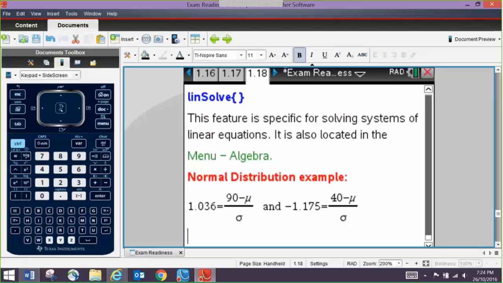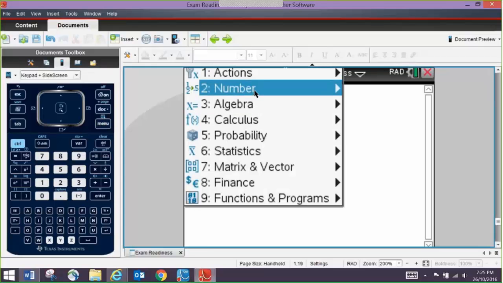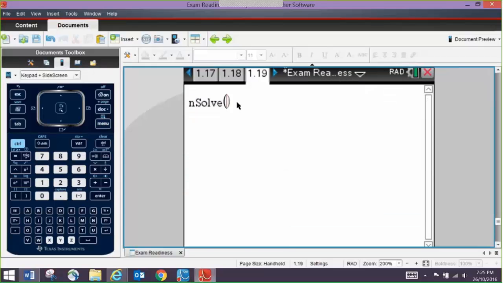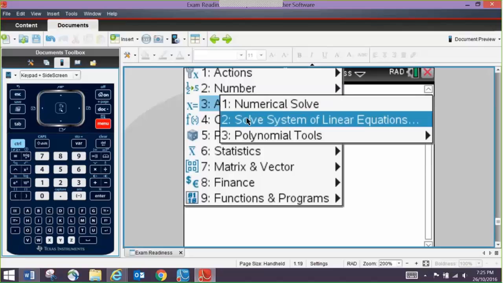Okay. And one of the other solving menus is the LinSolve, and this is particularly good for systems of linear equations. And one of the places that this comes up is for a normal distribution type exam question where you have to find the mean and the standard deviation. So if I just get the LinSolve menu up here, oops, wrong one, sorry. Let me go back. Clicking too quickly. So solve system of linear equations.